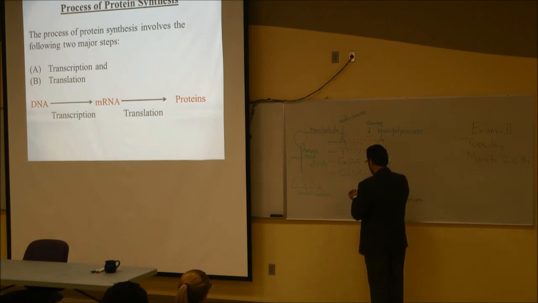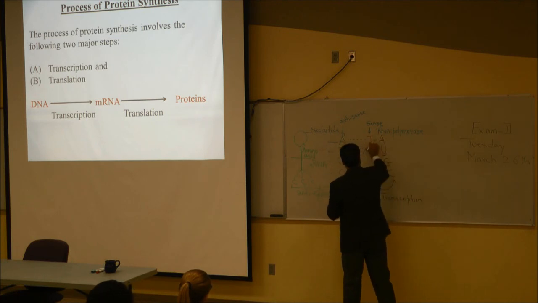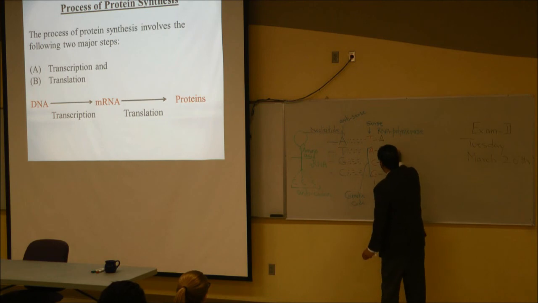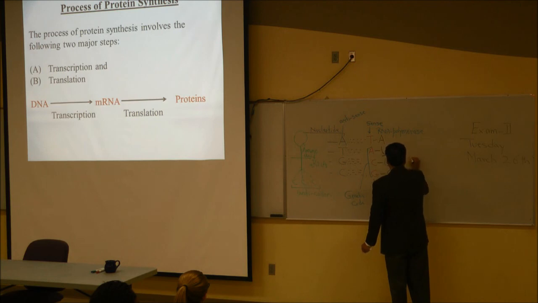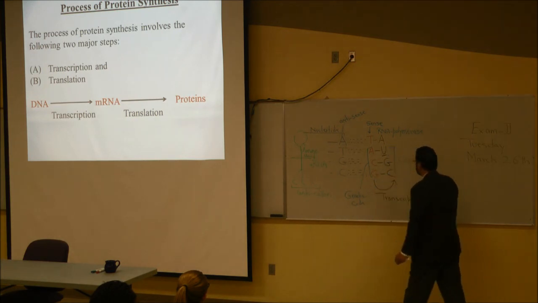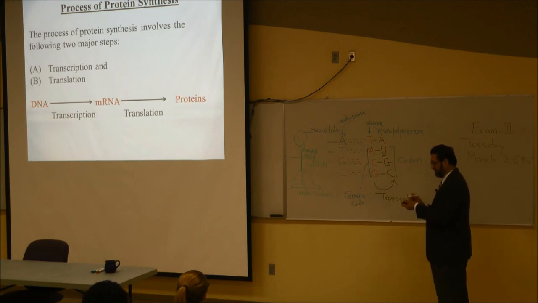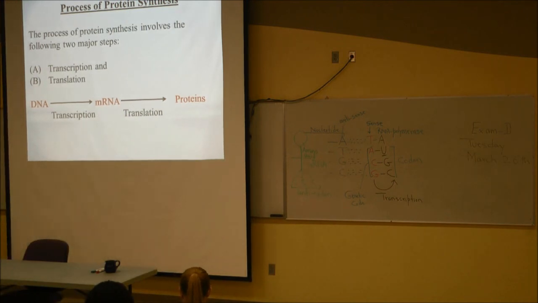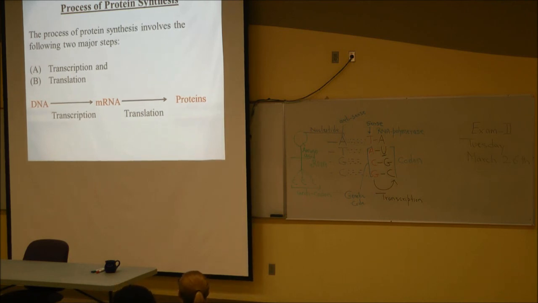Remember, this three-letter word is what? Genetic code. But when you change the genetic code into mRNA, this is not a genetic code anymore. It is a codon. Codon. Okay? So transcription is a process in which DNA makes RNA, or a process in which genetic codes are converted into codons.